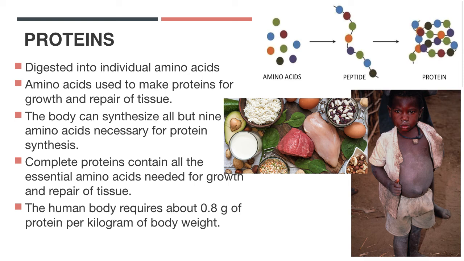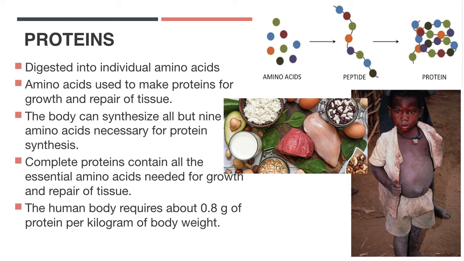Of those 20 different amino acids, the body can synthesize all but 9 of them. The remaining 9 amino acids are called essential amino acids, and they're essential because they are needed from the diet. So they're essential to be received from the diet.